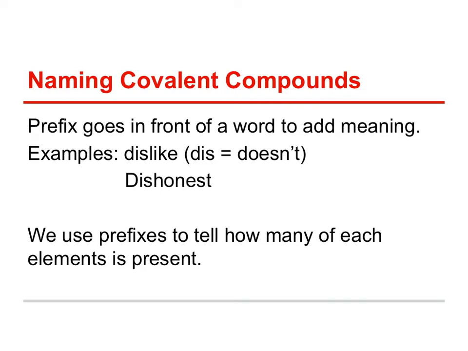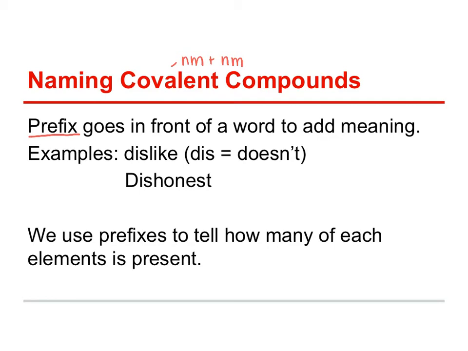Okay, class, this video is going to go over naming covalent compounds. So remember, covalent compounds are between a nonmetal and a nonmetal. And so the rules are going to be a little bit different than they were with an ionic compound, which was between a metal and a nonmetal. So one thing that we're going to have to use with covalent compounds is something called a prefix.